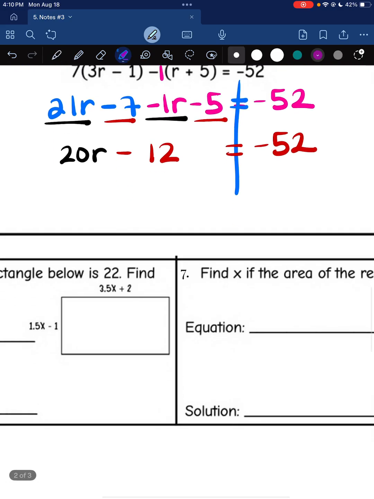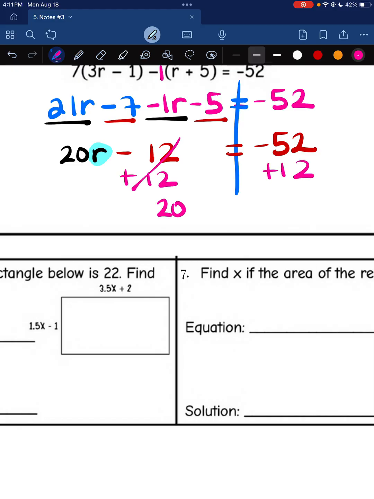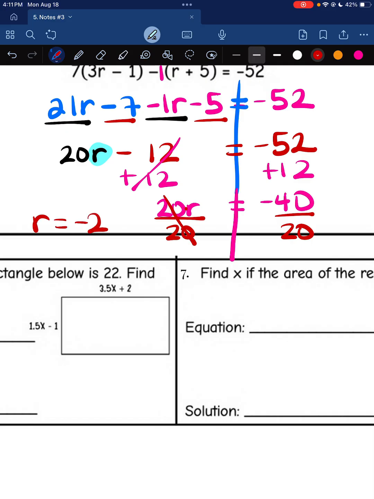Step 3 is add or subtract to get r by itself. So we have a plus 12. And then step 4 is multiply or divide. This is multiplying, so we're going to divide by 20. R is equal to -2.